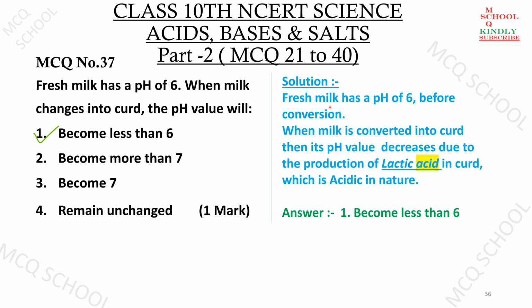Fresh milk has a pH of 6 before conversion, but when milk is converted into curd, the pH decreases due to production of lactic acid in the curd, which is acidic in nature. Hence the answer is 1, become less than 6.